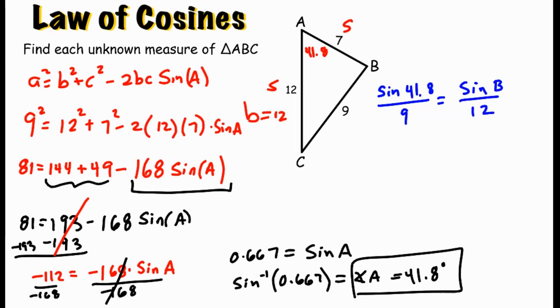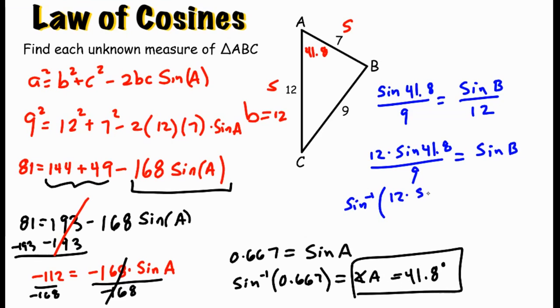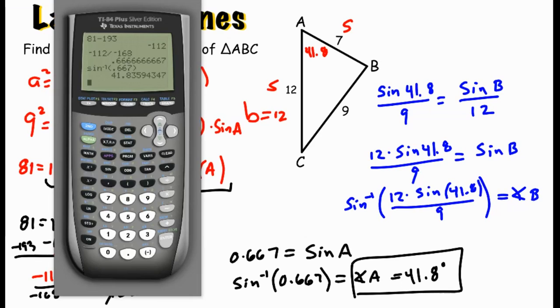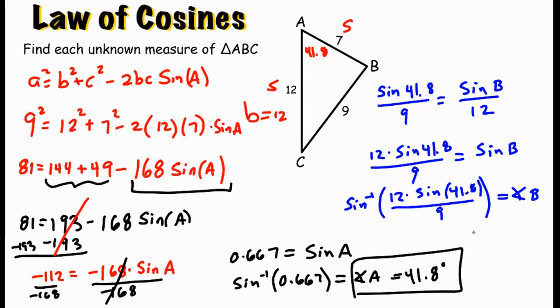So let's solve for angle B now with law of sines. We're taking the inverse sine of both sides to get angle B. Let's enter that into our calculator. And we have that angle B is about 62.7 degrees.